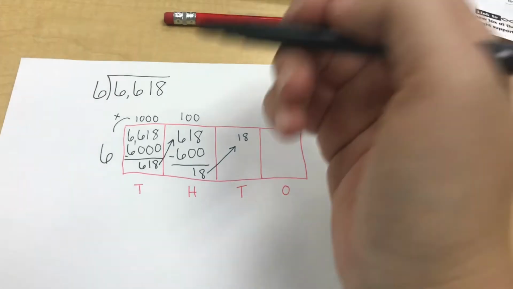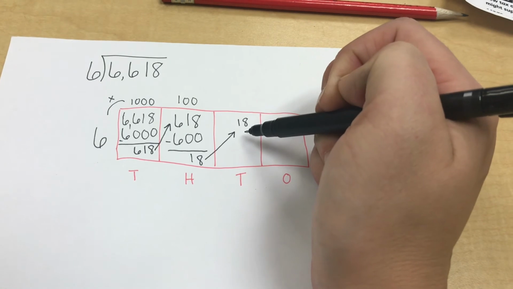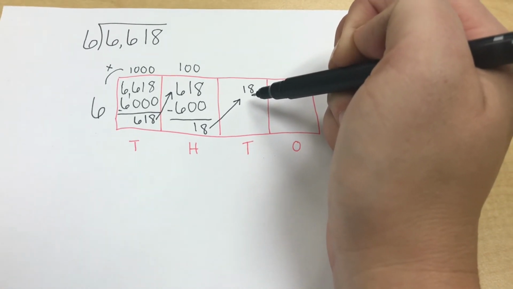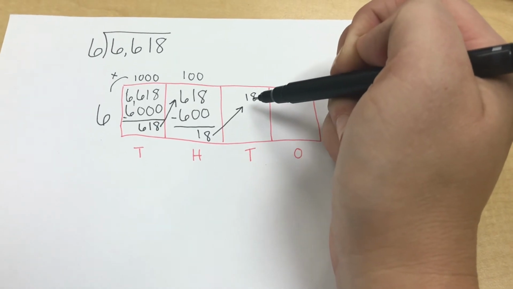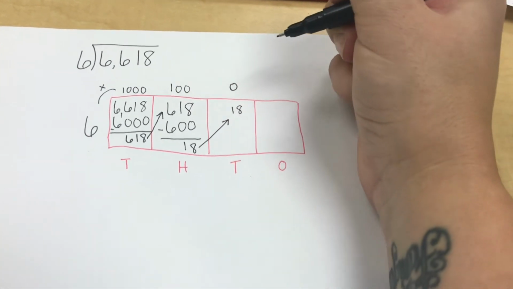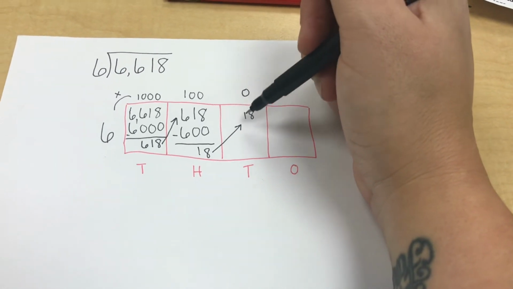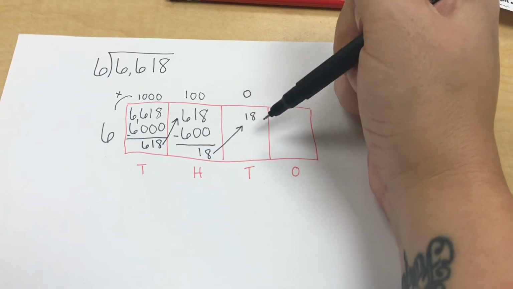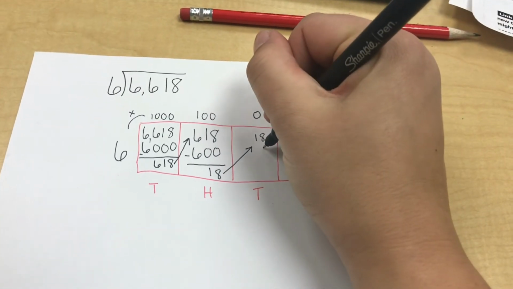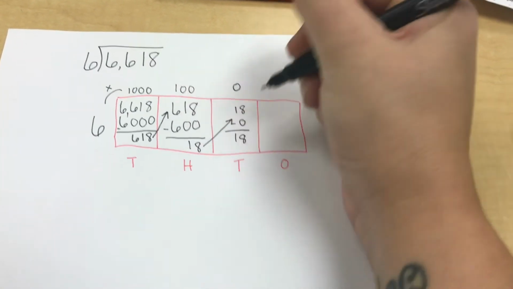Now if I multiply 6 times 10, because I am in the tens place, I'm going to get 60. So that tells me that there are no tens that I can multiply 6 by to get close enough to 18. It's all going to be too big. So I'm going to have a 0 in the tens place. Again, because we are multiplying by the tens, if I start with 10 times 6, I get 60. It is way too big. 6 times 0 gives me a 0. And if I go through the steps here, I'm still left with 18.